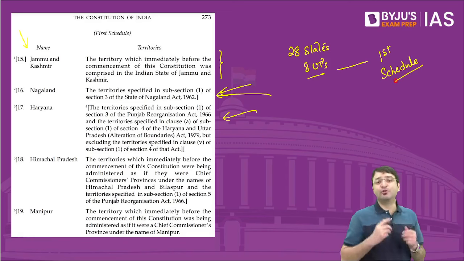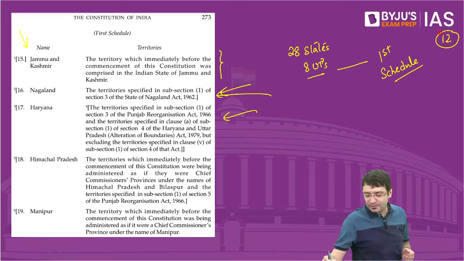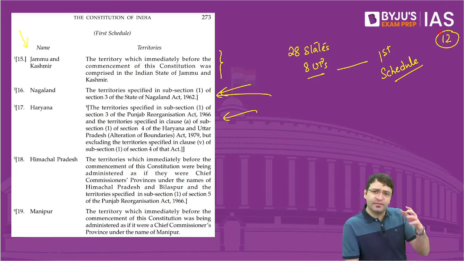How many schedules do we have? We have 12. And all these schedules we will discuss one by one. Clear? But here we encountered Schedule 1. We will explain Schedule 1.